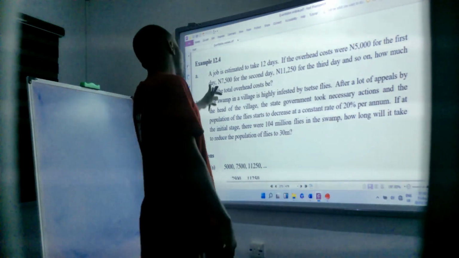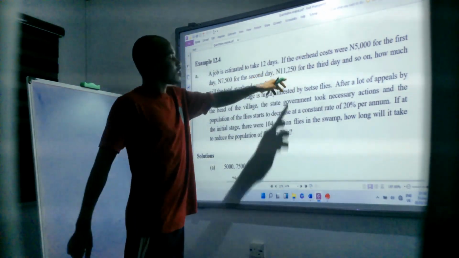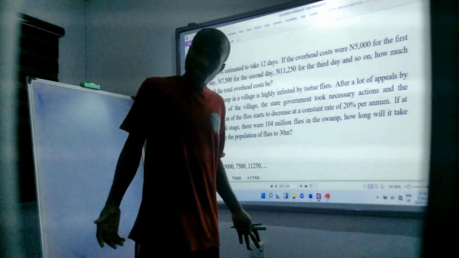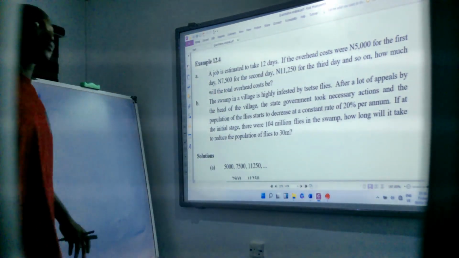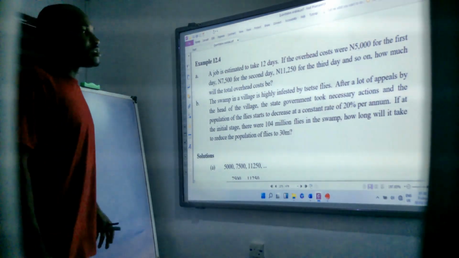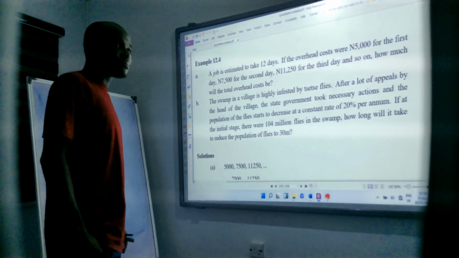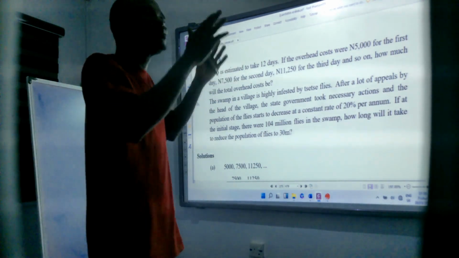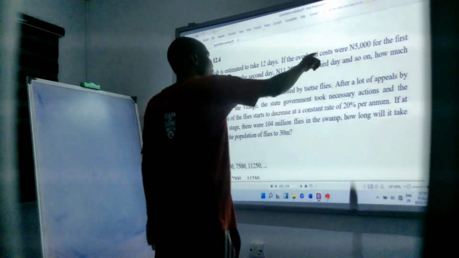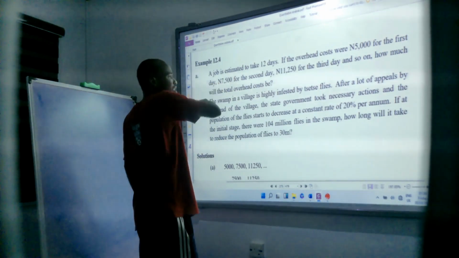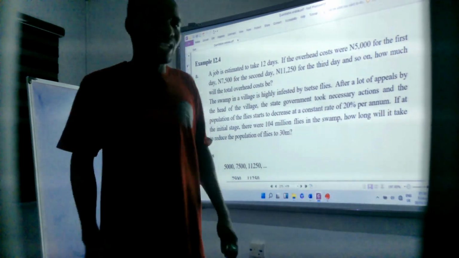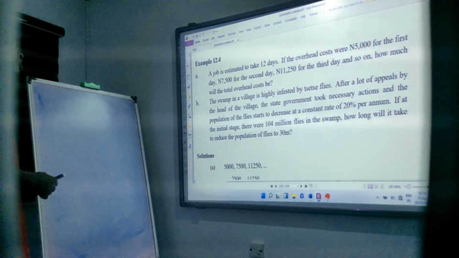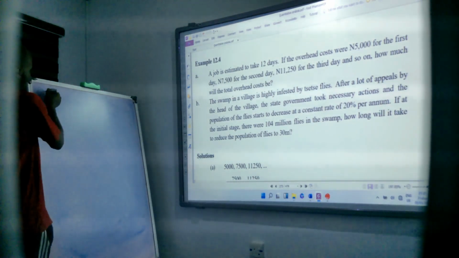So my first term is 5,000. Second term is 7,500. If it's AP, my common difference will be 7,500 minus 5,000. That is 2,500. Third day: the difference between 11,250 minus 7,500. If it is this, it is AP. But 11,250 minus 7,500 didn't give me the same common difference that 7,500 minus 5,000 gave me, so it is not AP. If you have two different ways of getting your common difference, it should always be the same. Since 7,500 minus 5,000 is not the same as 11,250 minus 7,500, it's telling you it's not AP. Yeah, let's check GP. What is the ratio? Is it GP?